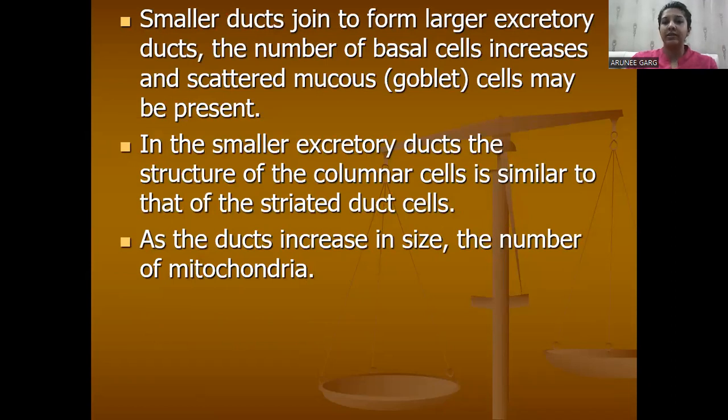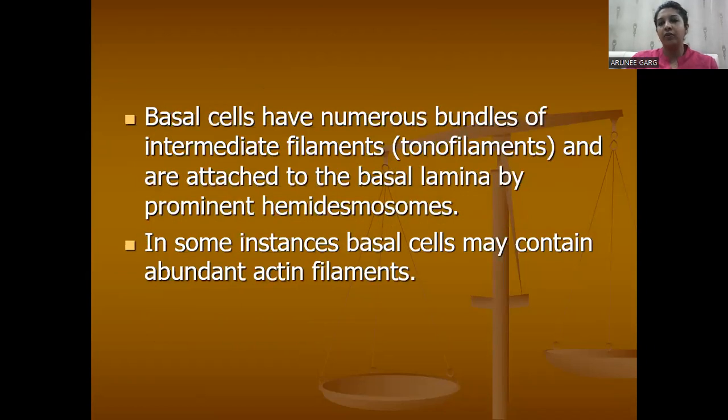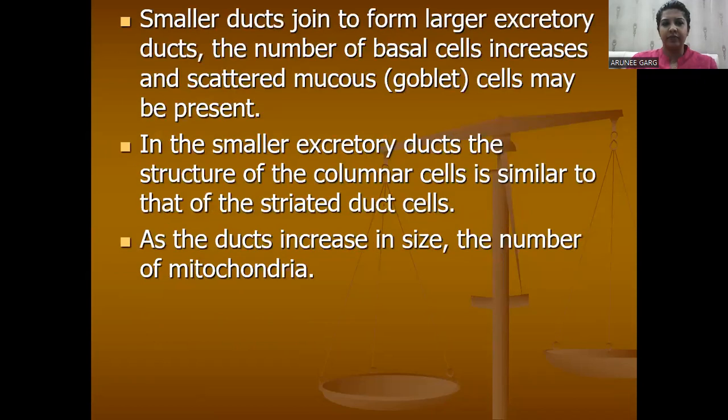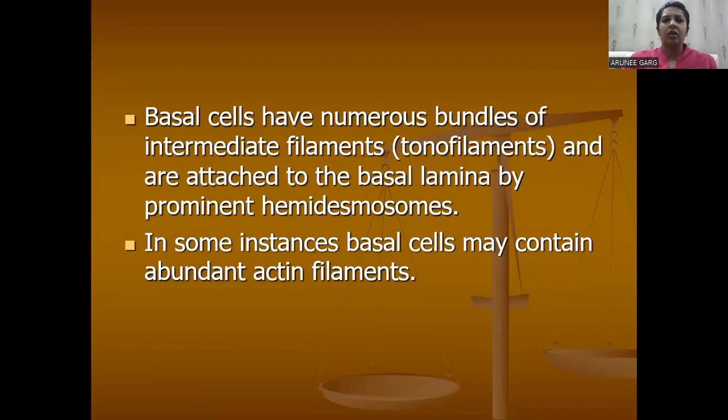The number of basal cells increases and scattered mucous cells may be present. In the smaller excretory ducts, the structure of the columnar cell is similar to that of the striated duct cells. As the ducts increase in size, the number of mitochondria increases. The basal cells have numerous bundles of intermediate filaments and are attached to the basal lamina by prominent hemidesmosomes. In some instances, basal cells may contain abundant actin filaments.